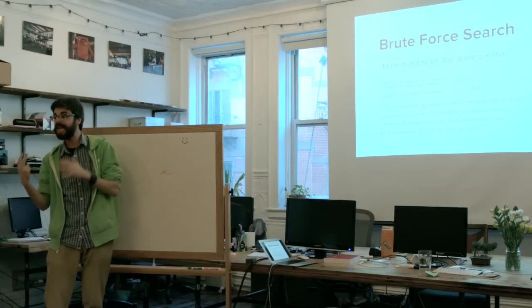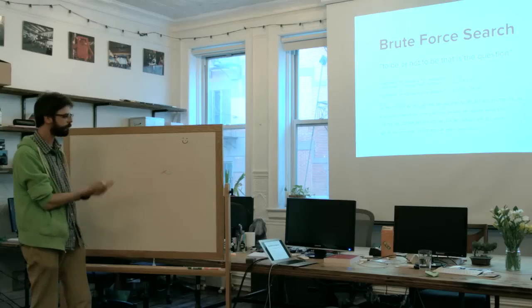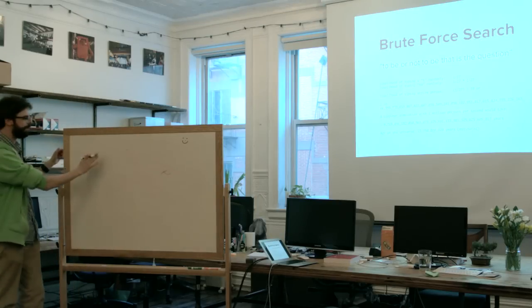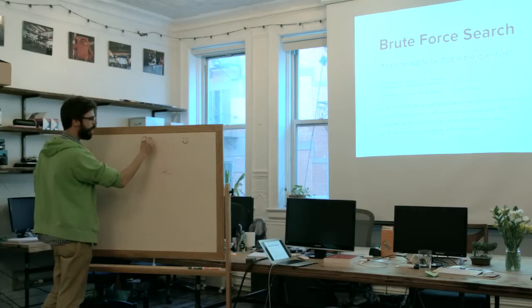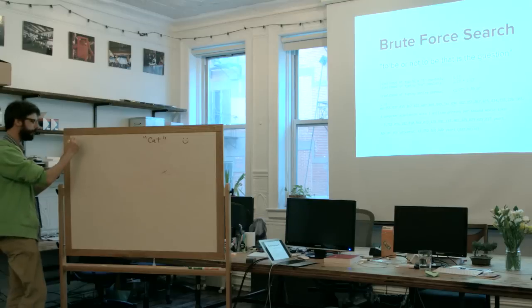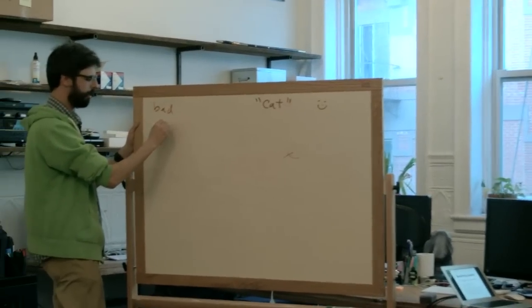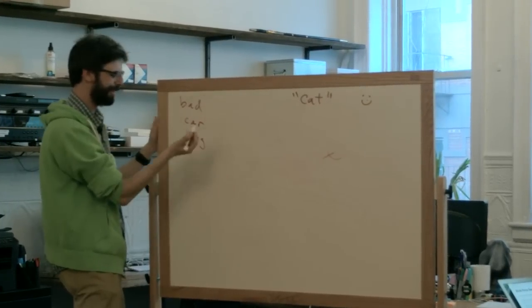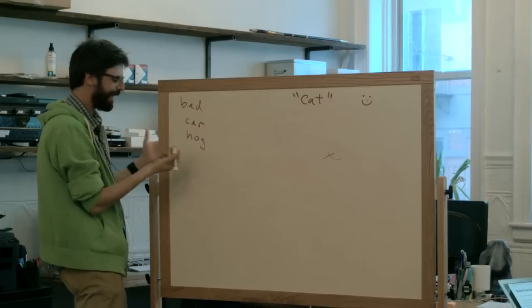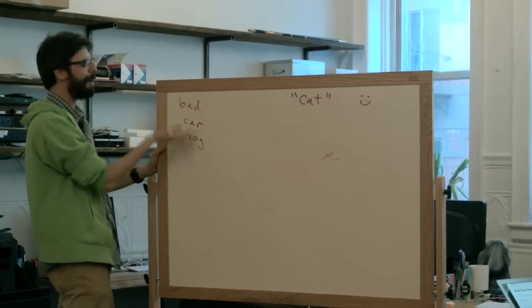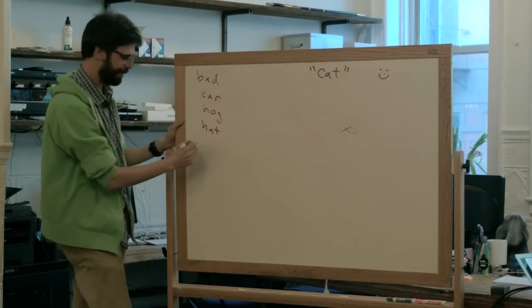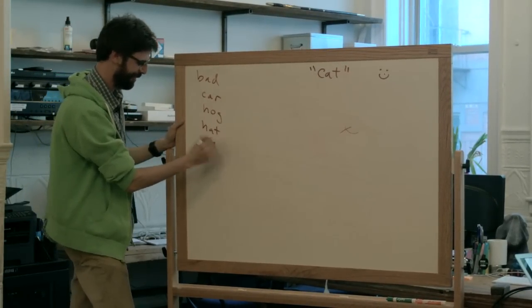So a genetic algorithm is a way of saying, what if we had a population of phrases? Let's simplify for a second: we're trying to evolve the phrase "cat," and we had a population of phrases like bad, car, hog. It's very hard to think of. I was going to say pea as a 3-letter word. Anyway, hat is good. Pea, thank you. There you go.